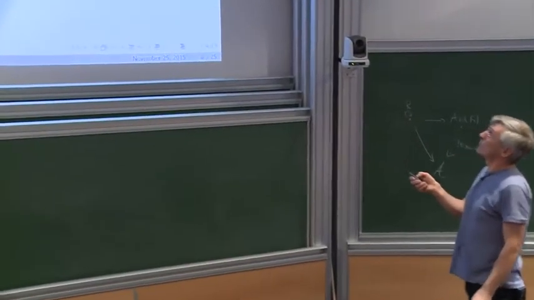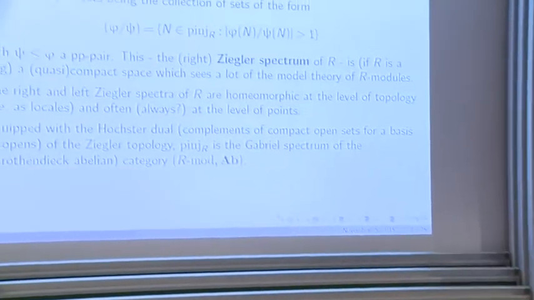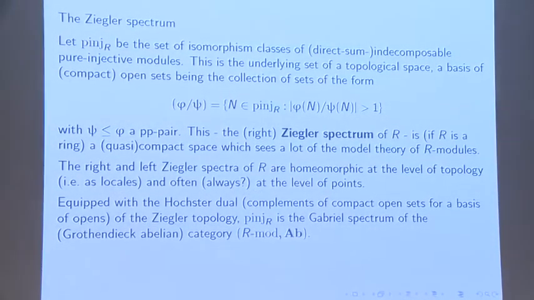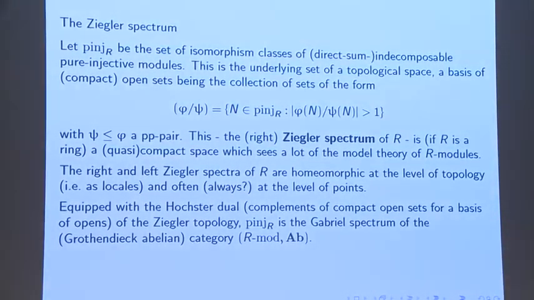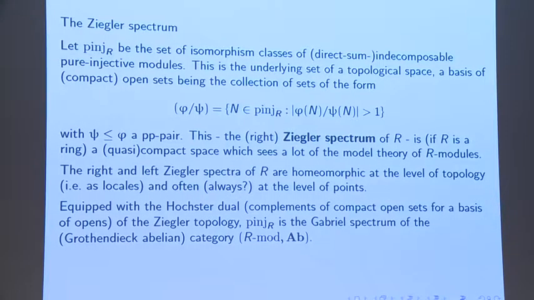For a basis of open sets, they're given by the PP pairs. So you take all the points in that space where that pair is open, where that sort is not just the zero group. Okay? And that's going to be a basic open set, and Ziegler showed this gives you a topology, and it's a compact, or some would say quasi-compact space. It's certainly nothing like Hausdorff. So it's a compact space.